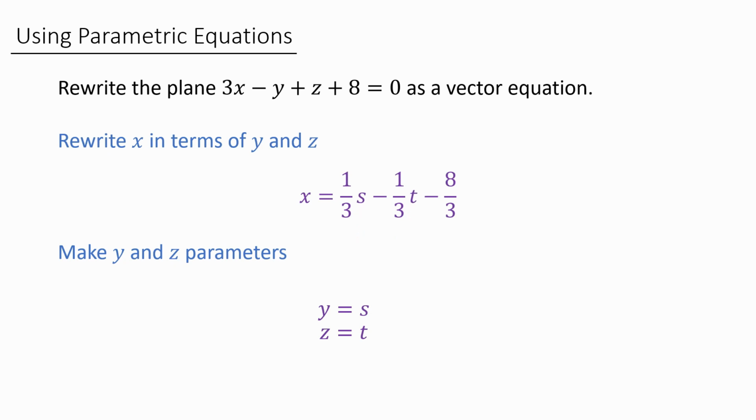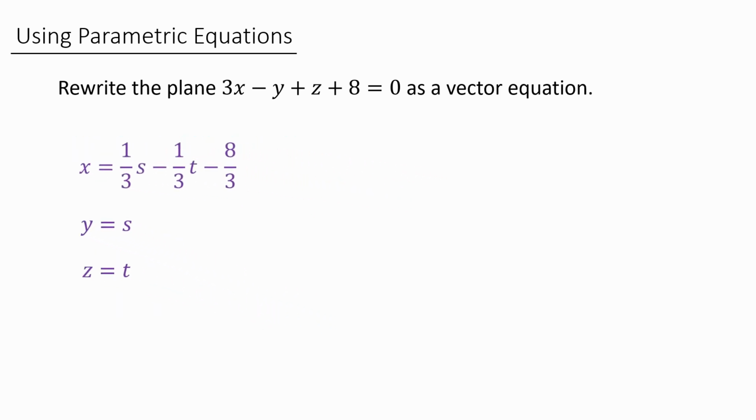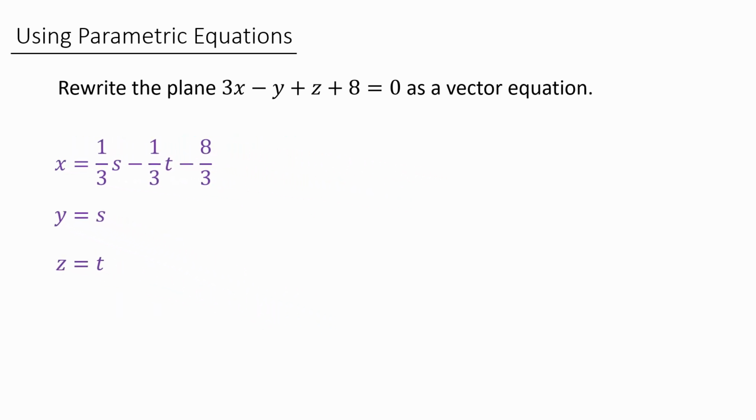Believe it or not, we now have three parametric equations. Our first one, x equals 1/3 s minus 1/3 t minus 8/3, and the two parametric equations we just made from y and z: y is equal to s, and z is equal to t.